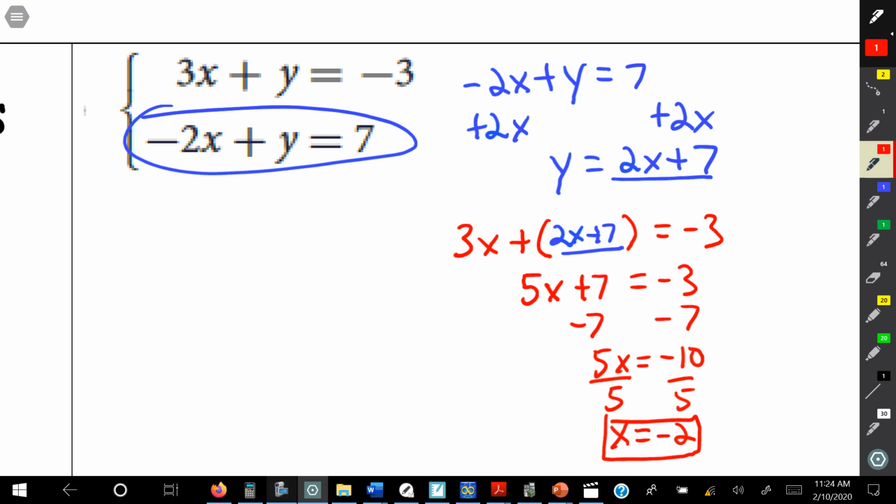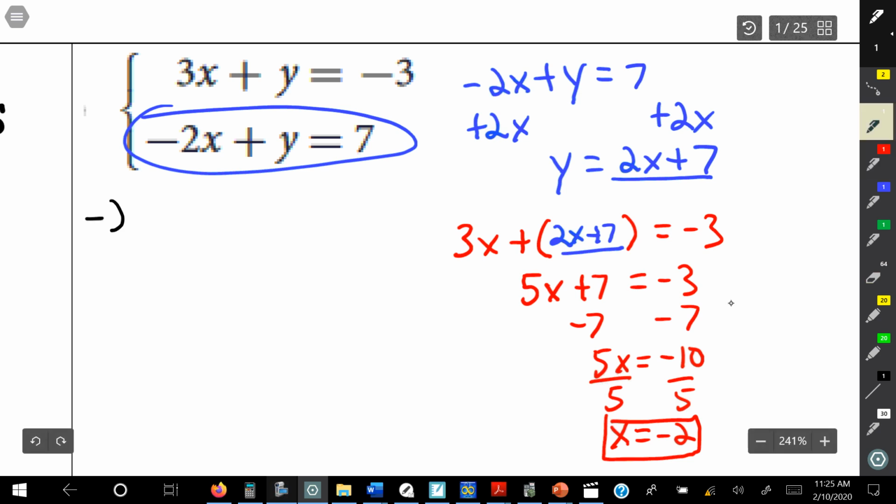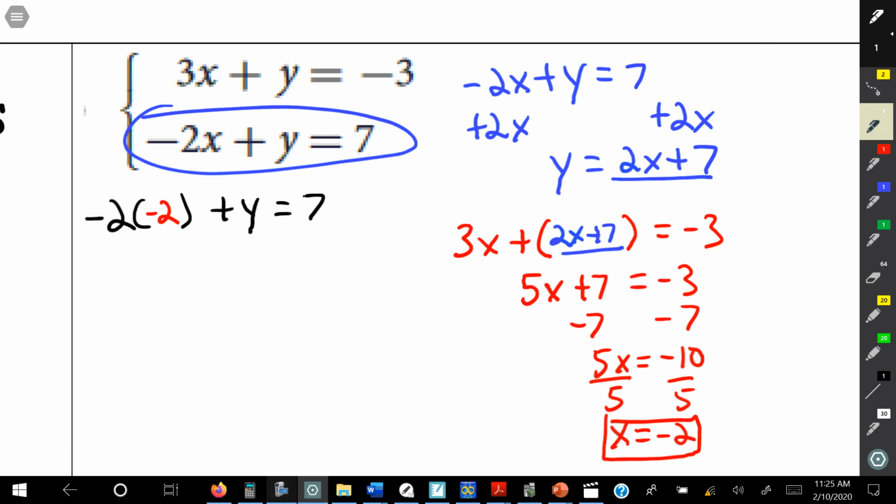So now I'm going to take that negative 2 for x and plug it into either one of the equations here. Let's say the first equation I started with, negative 2x plus y equals 7. So I'm going to change colors again. I got negative 2x plus y is equal to 7. But x I know now is negative 2. So negative times a negative is positive. 2 times 2 is 4.